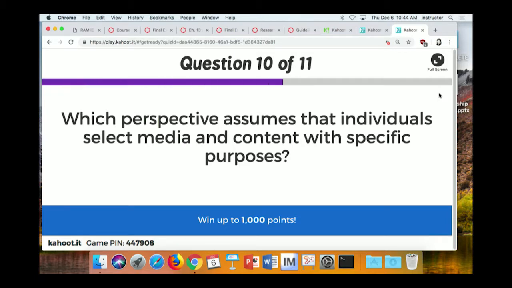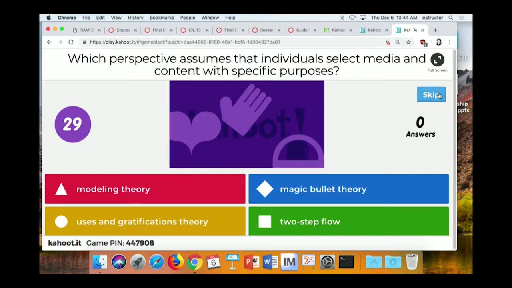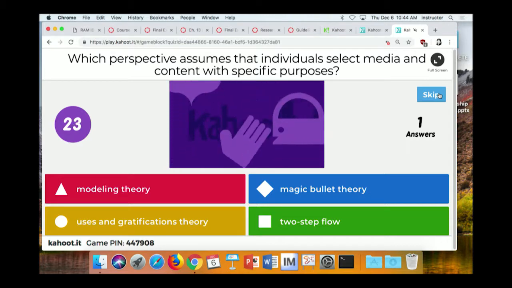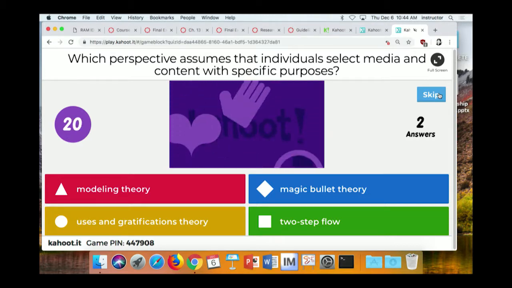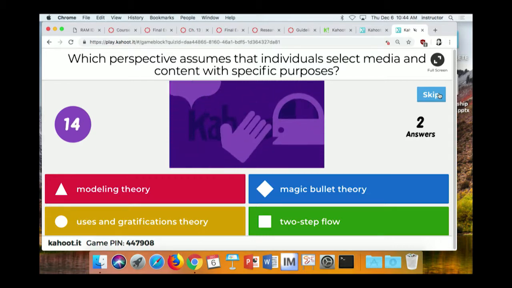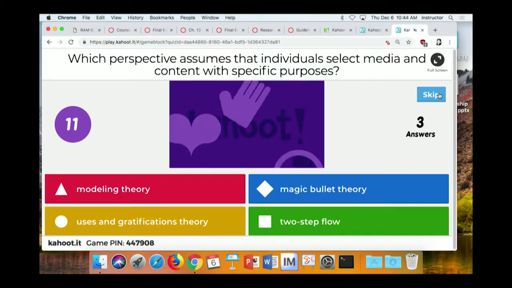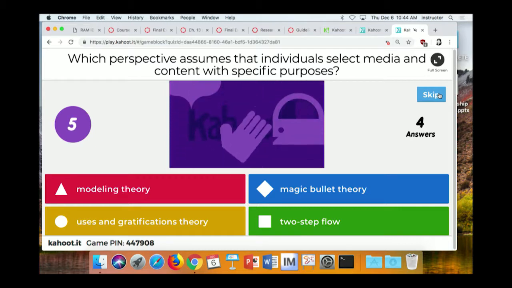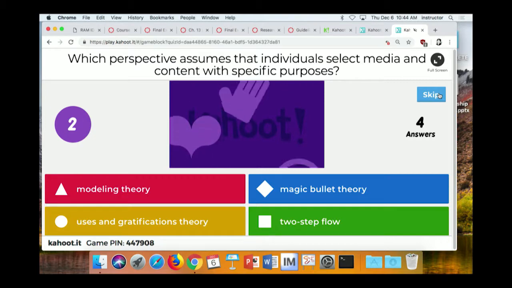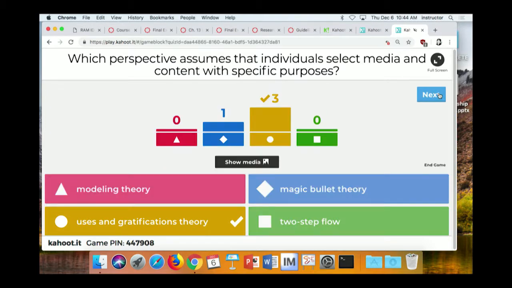Which perspective assumes that the individual selects media and content with specific purposes? Is it modeling theory? Is it uses and gratifications theory? Is it the magic bullet? Or is it the two-step flow? So this suggests that we're in control, that we go out and pick media content with a purpose in mind. And what would that be? Yep, okay, a clear majority got it. It's uses and gratifications. So this is the idea that individuals go choose the media they want because they want something from it. So that's good.